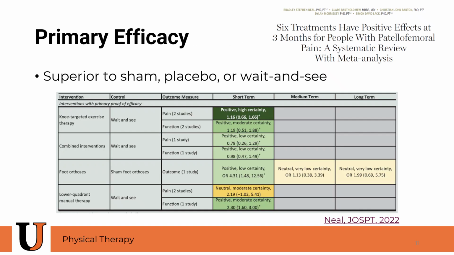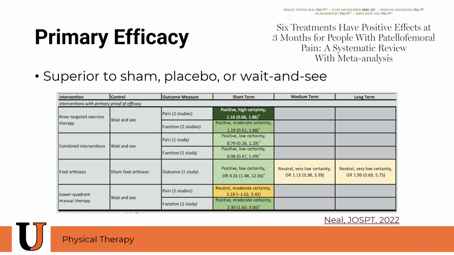Here's a list showing the interventions that had primary efficacy. So they're superior to sham, placebo, or wait and see. Knee-targeted exercise therapy had the highest certainty. Combined intervention compared to wait and see had superior outcomes. Foot orthoses compared to sham foot orthoses had superior outcomes. And then lower quadrant manual therapy compared to wait and see had superior short-term outcomes.